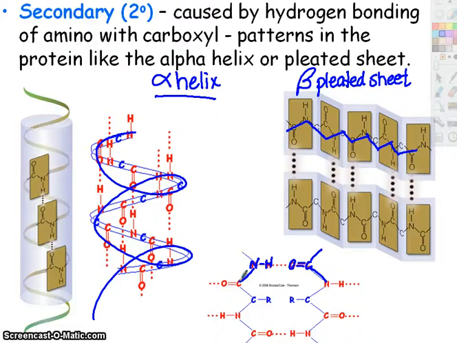The pleated sheet's a little harder to visualize, but imagine that because of attractions between this chain and this chain, it causes them to kind of fold up. This is what they mean by accordion style, that this one is attracted to this one. So this would be one protein. This would just be a section of the protein where they were attracted to each other. So that's called secondary structure. The attractions of hydrogen bonds basically between the amino group of one and the carboxyl group of another. All right.